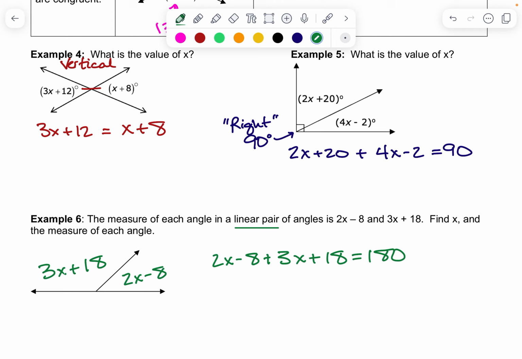And hopefully this helps you. This is very important moving forward throughout the rest of this course to understand these angle pairs and angle relationships.